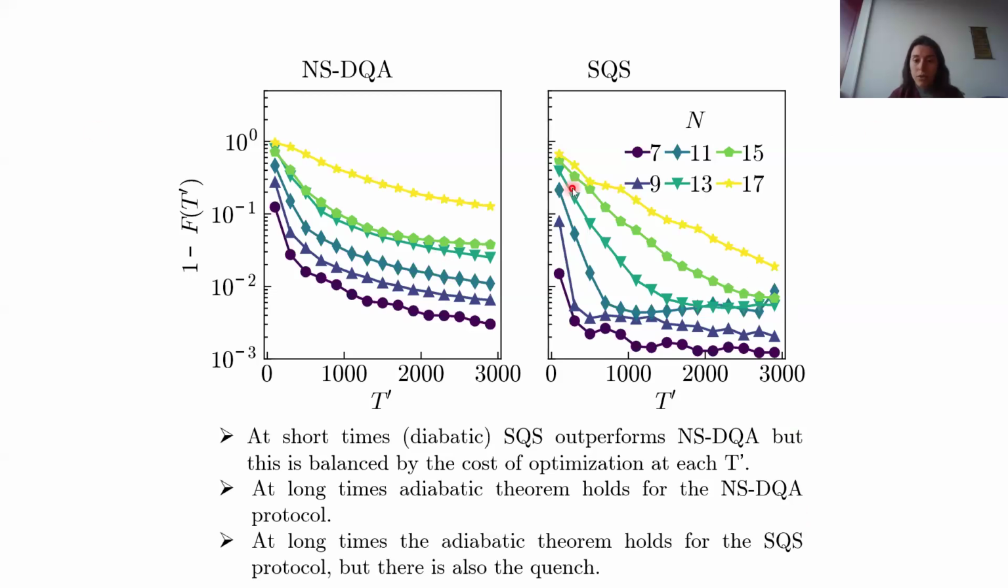In the other case, on the contrary, what we see is that, especially for small system sizes, we see an effect of saturation. And this is due to the fact that we still have the adiabatic theorem that holds, but at the same time, there is also the quench that we have to take into account. In this case, these plateaus lead us to think that going to higher annealing times is not as advantageous as it is in the NSDQA protocol.